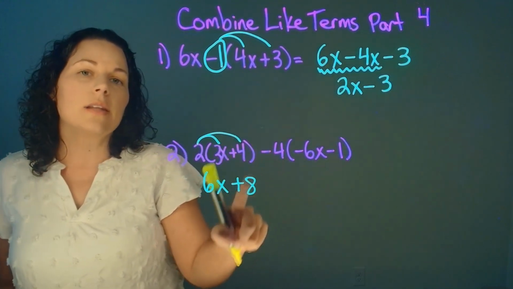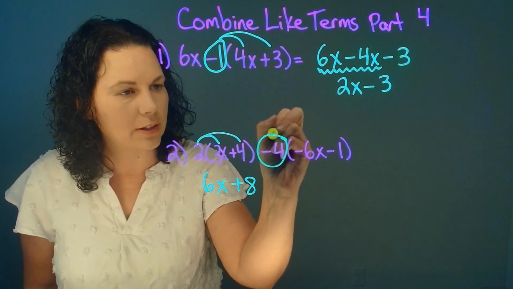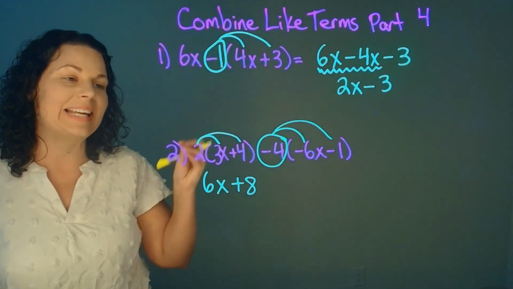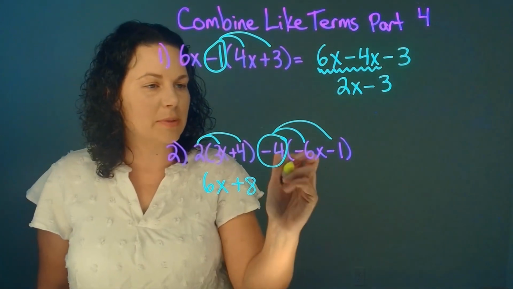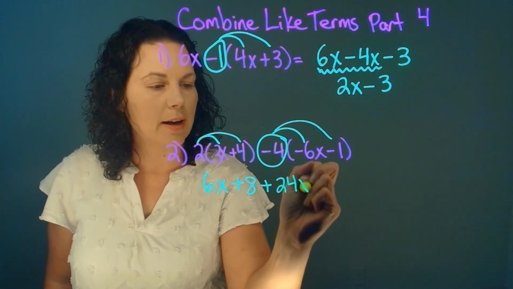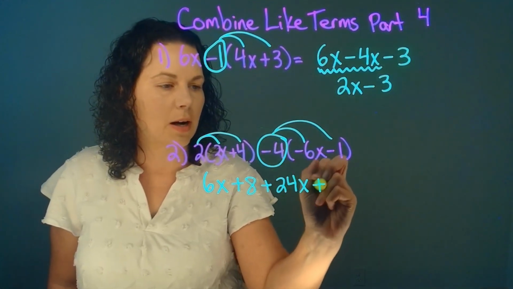Here, a lot of people don't distribute the negative correctly. That's why I circle it before I multiply. We are multiplying by a -4, not just a regular 4. -4. Negative times a negative gives me a positive. 4 times 6 is 24. The x comes along for the ride. -4 times -1 gives me a +4.